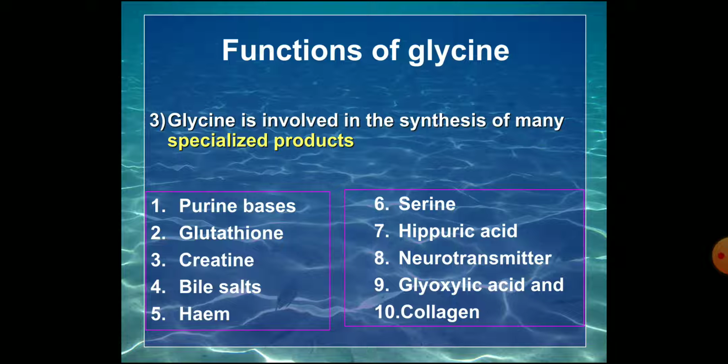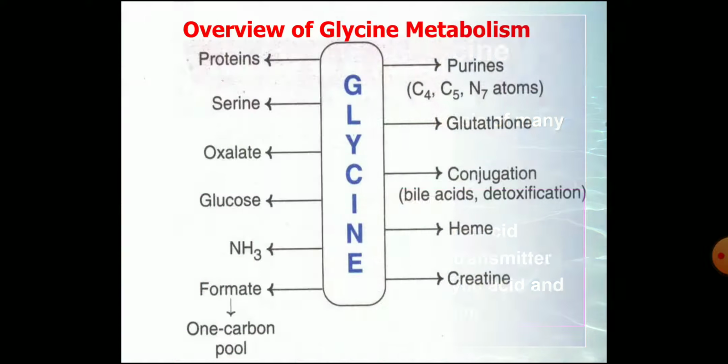So you have to study some of the products and how they are formed in the body. In this picture, or flow chart, you can see it is producing protein. Serine is formed, and oxalate, which is an excretory product. Then glucose, as it is a glucogenic amino acid. Just like any other amino acid, the final product is ammonia, which can be converted to urea. Then formate, which goes to 1-carbon metabolism.